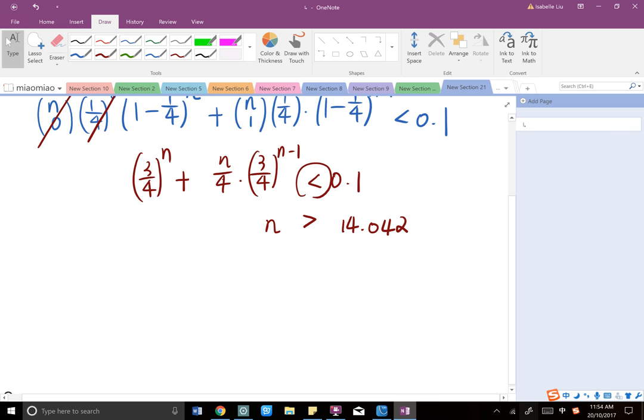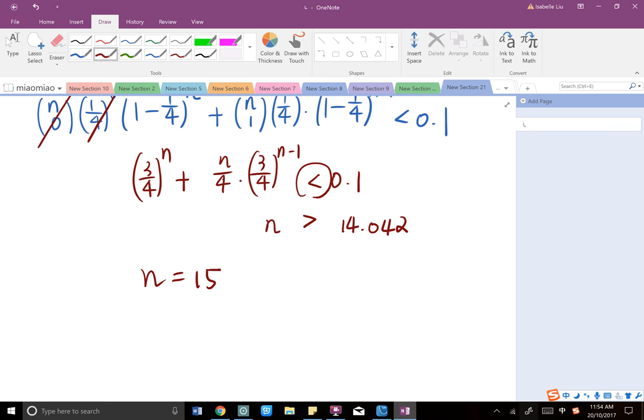So what's the least number of trials I should take? Well, it definitely needs to be an integer, right? You can't say I play something 14.4 times. So it needs to be an integer, but which integer will you select? What's the next integer? 15. It can't be 14, even though it's really close to 14.